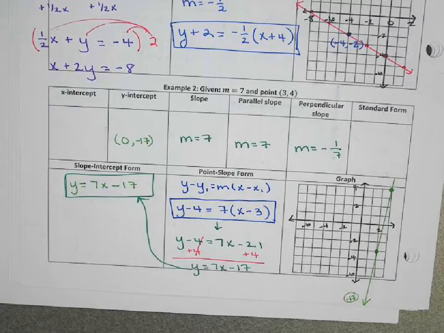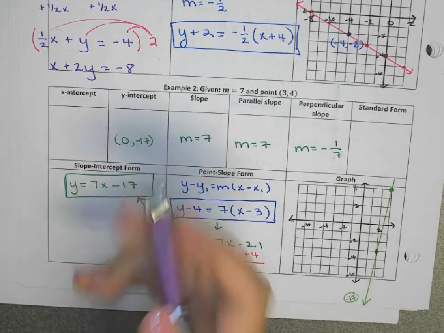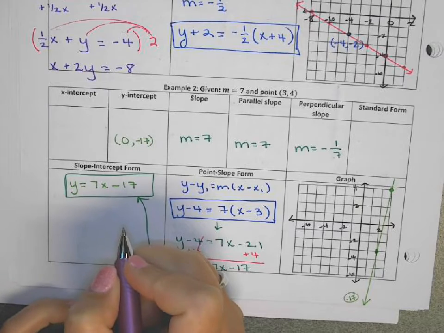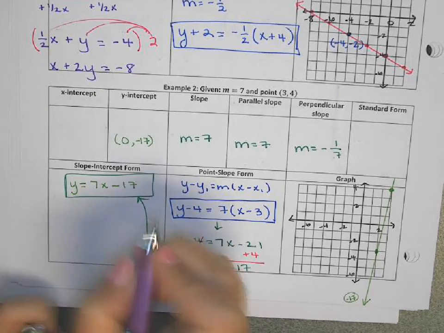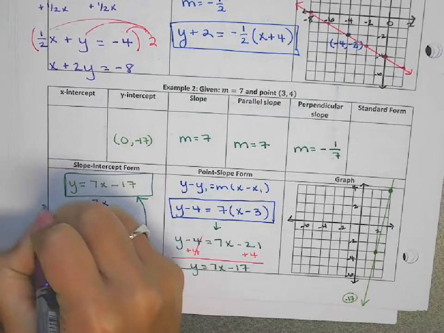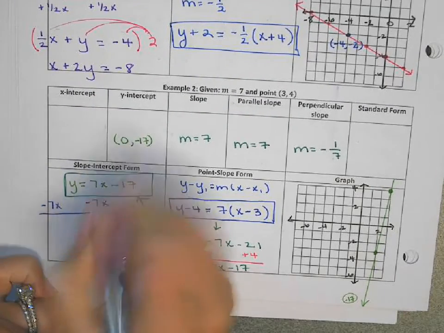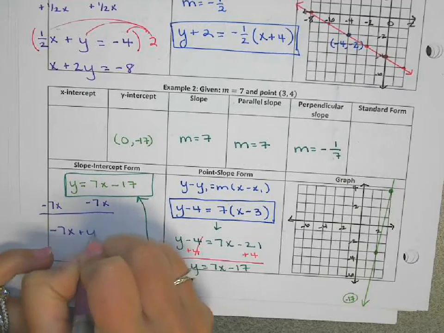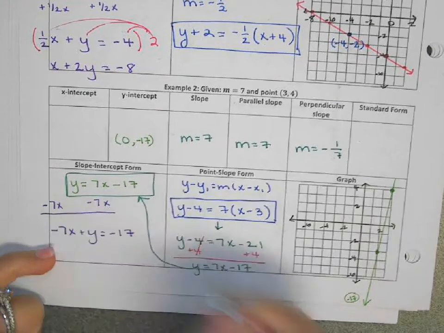This one, we can change it to standard form. What would I do to make it standard form? Go ahead. How about subtract 7x on both sides? Yeah, sorry. Okay, so then on this side we'd have -7x plus y equals -17.